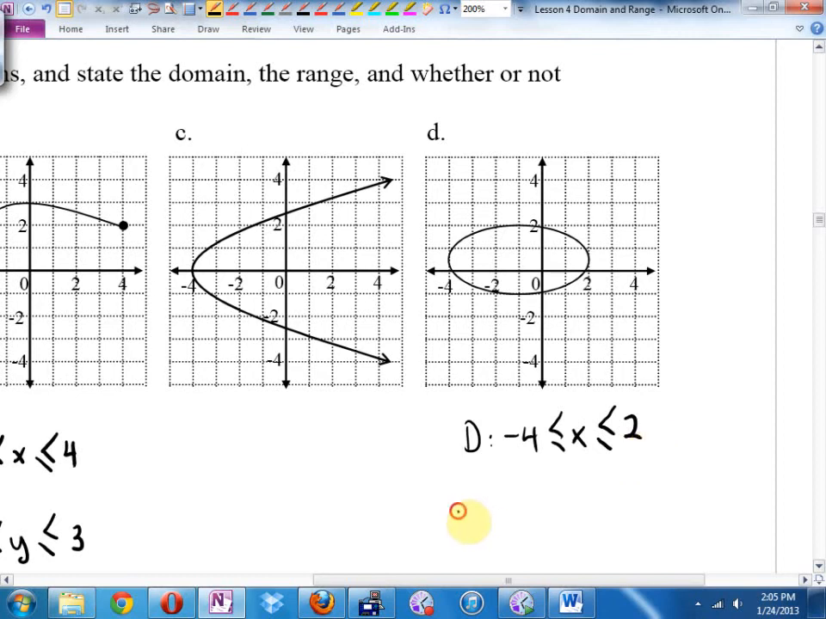What about the range? Sorry, how far down? Range is vertical. How far down does this graph go? -1. Touching? Yep. How high does this graph go? It touches 2.